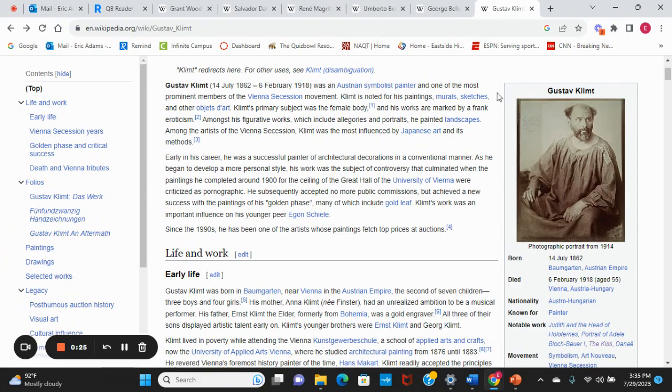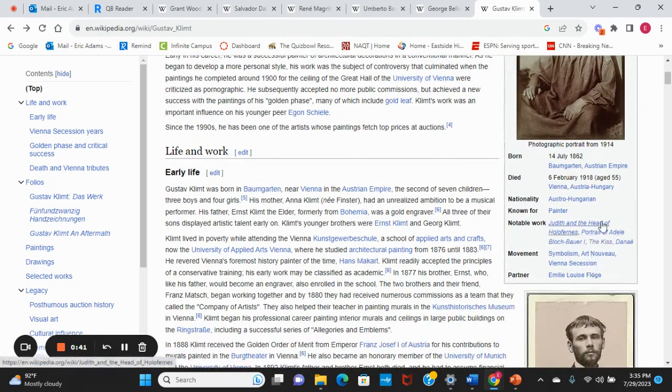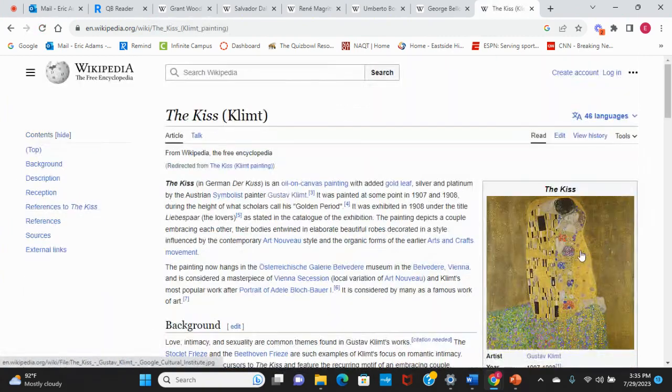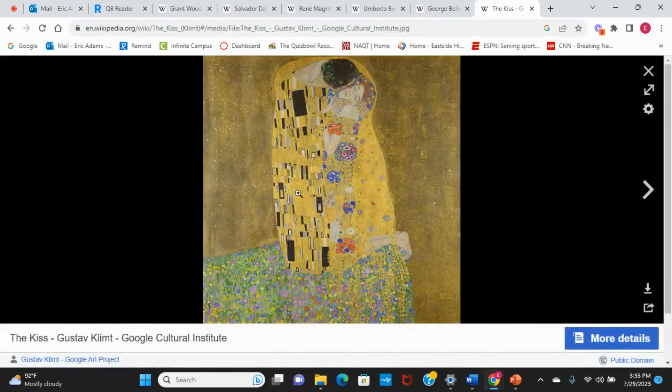What you need to know for him is that he is a member of the Vienna Secession movement. He's going to be in the early part of the 20th century, last part of the 19th century, and his most famous work, which a lot of his works are noted for, includes gold leaf, and that is his work known as The Kiss. You can see it right there, and you can see the gold leaf that he works with.